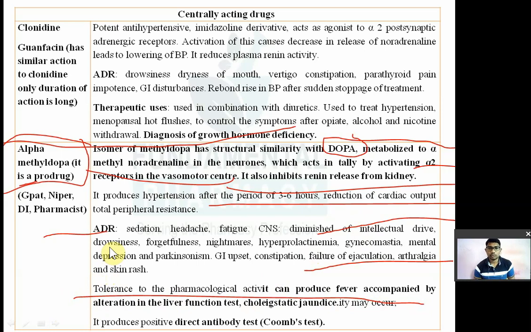Then it can also produce a fever accompanied by alteration in the liver function test. It may produce cholestatic jaundice. It produces positive direct antibody test, that is a Coombs test. ये क्या होता है बाद में पढ़ लेंगे. So this is the alpha 2 agonist methyl dopa. And remember, drug of choice in the pregnancy, that is methyl dopa, alpha methyl dopa, central alpha 2 agonist. They are nothing but the drug of choice in the pregnancy.